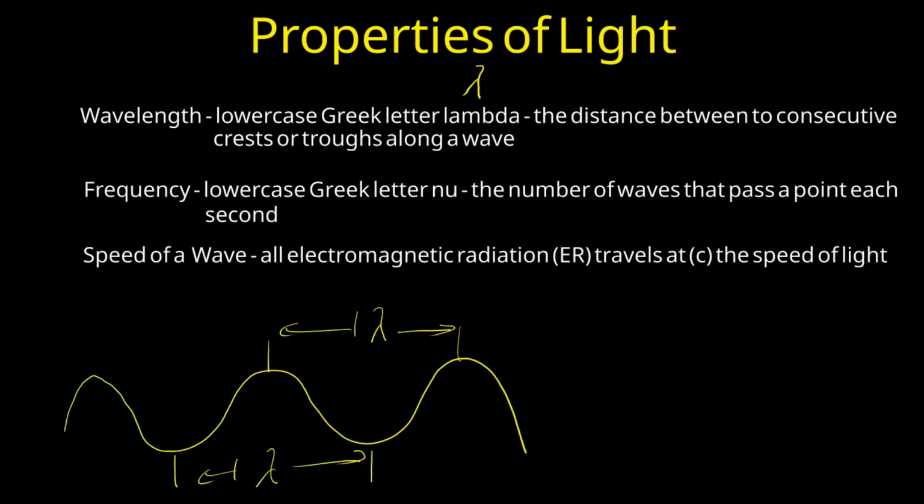Frequency, using the lowercase letter nu, is the number of waves that pass a point each second. The speed of all electromagnetic radiation, or ER, is c, which is the speed of light, and c equals 3 times 10 to the 8th meters per second.